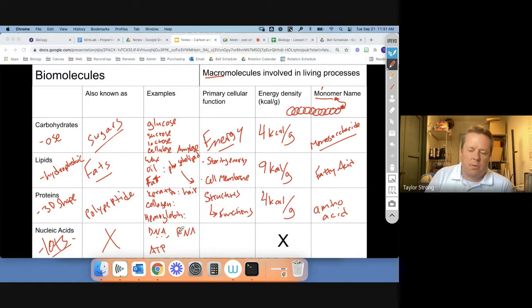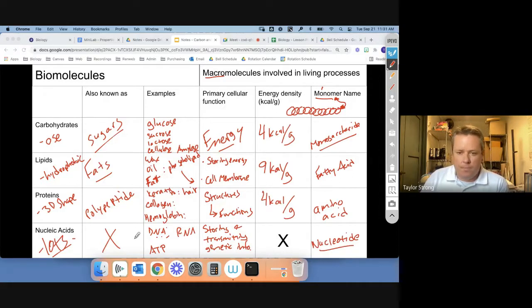The most important ones are these right here. Their primary cellular function, if we were to use DNA as our example, is storing and transmitting genetic information. That is not ATP, that's about energy. But DNA and RNA store, transmit, and process cellular or genetic information. The monomer name is going to be the nucleotide. And you better believe we spend a lot of time in the year, especially later on, closer to the holiday season, talking about nucleic acids. So we will focus on that later on in the year.